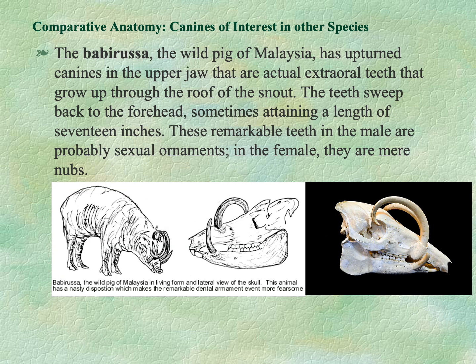The babirusa, the wild pig of Malaysia, has upturned canines in the upper jaw that are actual extraoral teeth that grow up through the roof of the snout. The teeth sweep back to the forehead, sometimes attaining a length of 17 inches. These remarkable teeth in the male are probably sexual ornaments. In the female, they are mere knobs.